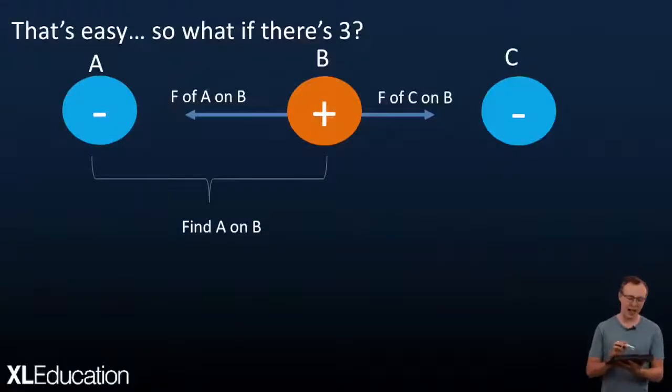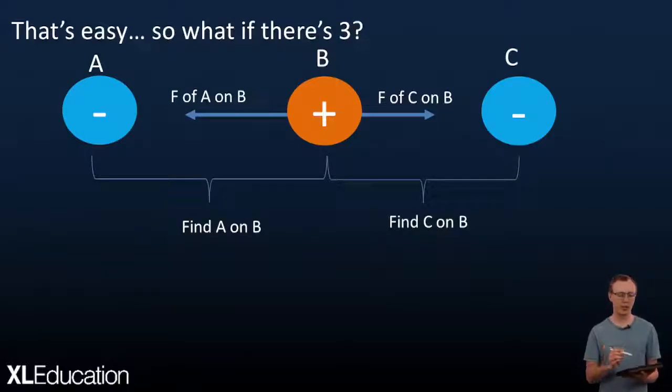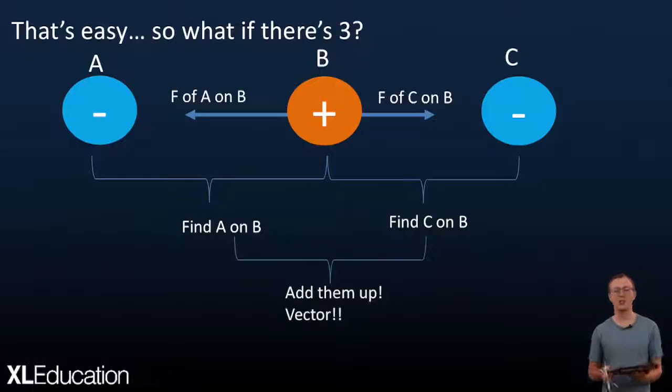So our little system here is that we're going to do one thing at a time. We can only do one thing at a time. First we're going to find the force that A exerts on B, then the force that C exerts on B, and those two are both easy things to do. We just apply Coulomb's law to A and B, and then again to B and C. Then all we're going to do is add up the two forces to find the net force that B is experiencing. But remember, force is a vector.